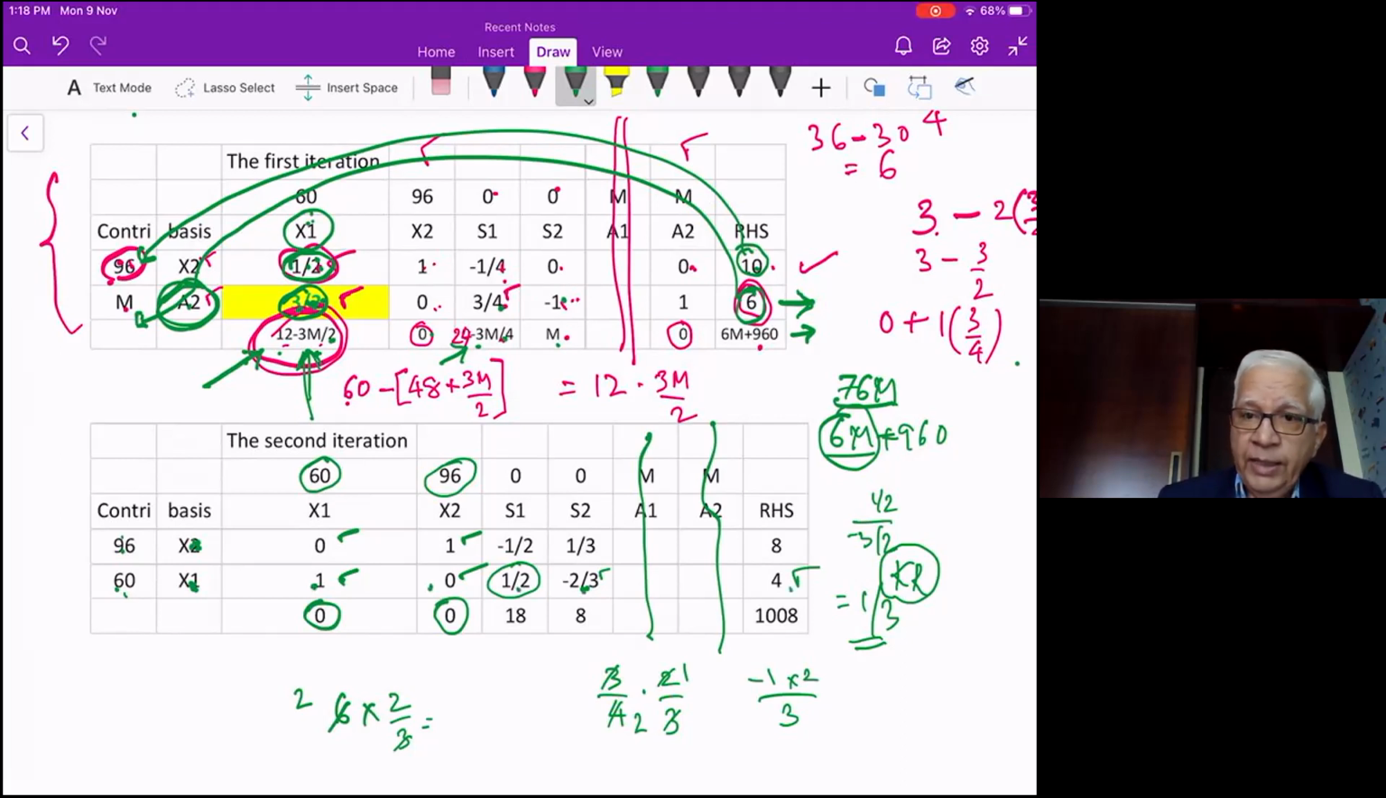Second row has been completed. Now the first row. First row is more complicated because of the second formula. What is the second formula? New number is equal to old number minus corresponding number in the key row multiplied by key ratio. Fine. So let's do it now. How many numbers are required? Actually only this number, this number, and this number are required. Once we calculate these three numbers, we'll be through with the calculation.